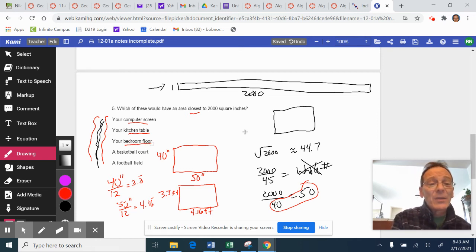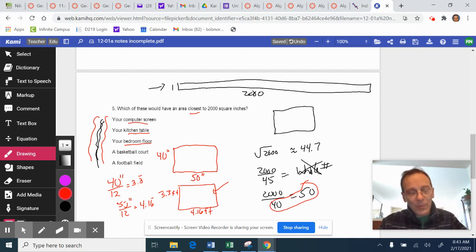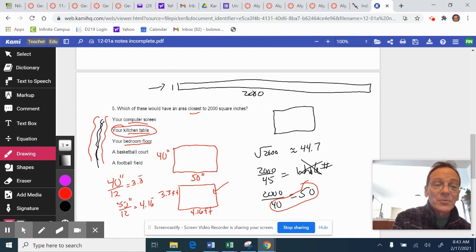And by the time you get to your bedroom floor, well, your bedroom floor is way larger than 3 feet by 4 feet. Your bed itself is larger than 3 feet, but you wouldn't be able to fit on your bed. You're all probably at least 5 feet tall, almost all of you. Well, some of you are still trying to reach 5 feet, but you're all taller than 4.1 feet. That's for sure. And then the basketball court and the football field are just ridiculous. So your kitchen table is really the best answer.